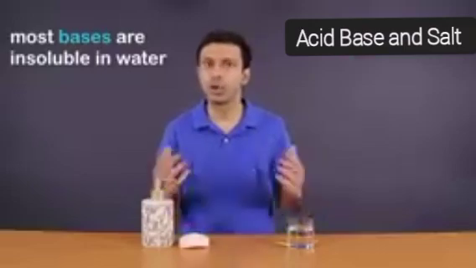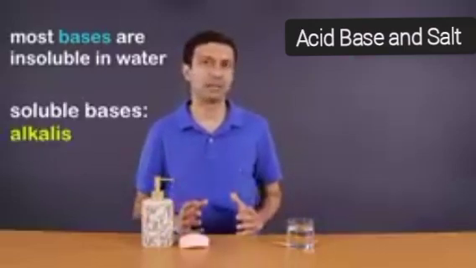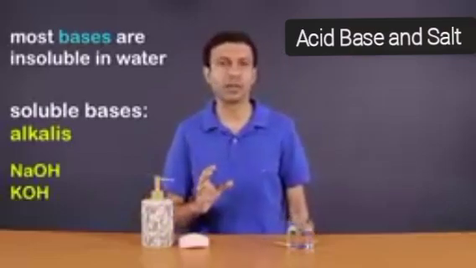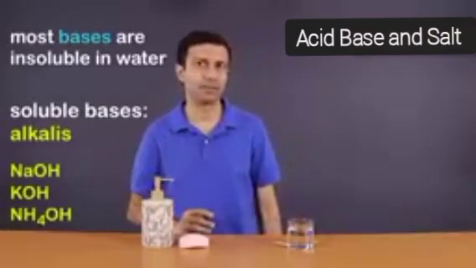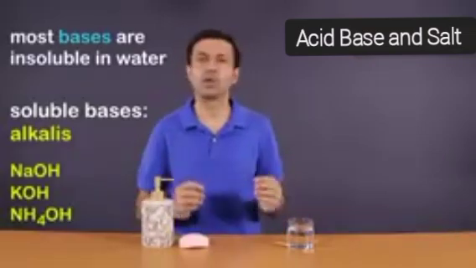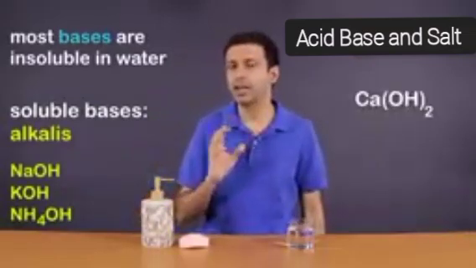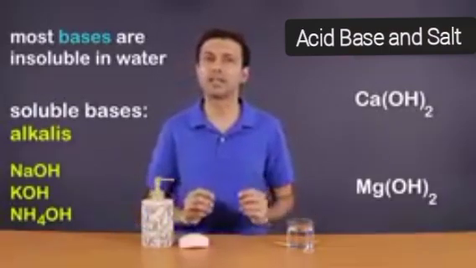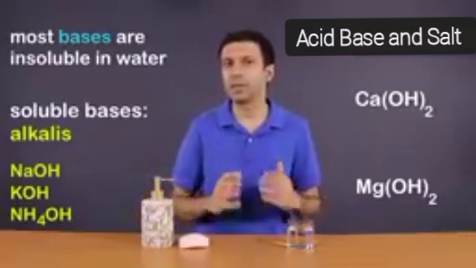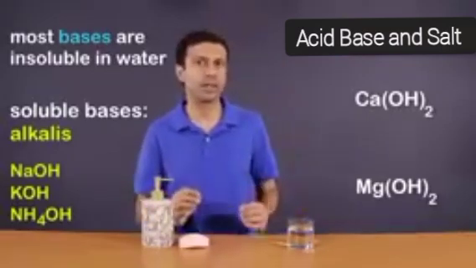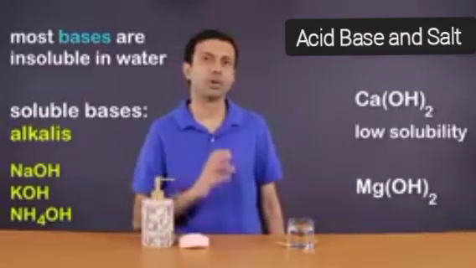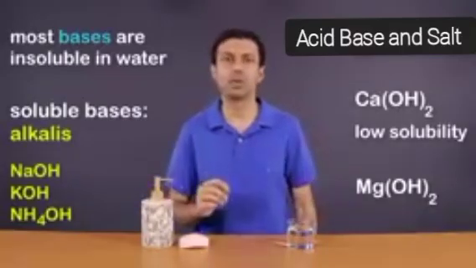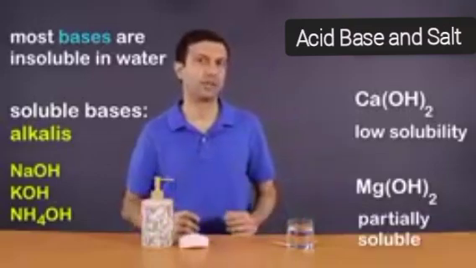The bases that are soluble in water are called alkalis. The famous alkalis are sodium hydroxide, potassium hydroxide, and ammonium hydroxide. In some textbooks, you might also find calcium hydroxide and magnesium hydroxide in the alkali list. But in some textbooks, they are marked as bases. The reason is the solubility of calcium hydroxide is much lower compared to sodium and potassium hydroxide. And magnesium hydroxide is only partially soluble in water.